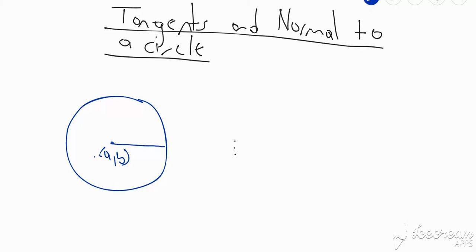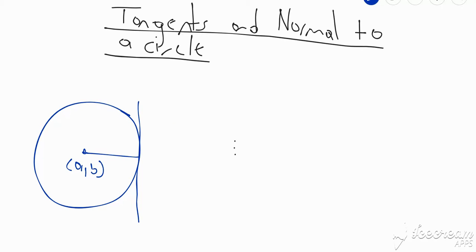Now we can have a radius here and we're going to draw a tangent to the circle. At that point, the tangent will touch the circle at only a single point. At the point where the tangent touches the circle, we're going to call that point A. We're going to call it x1, y1. In the center of the circle, we can probably call that point C.